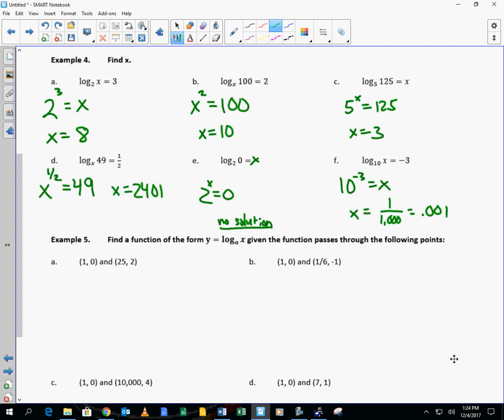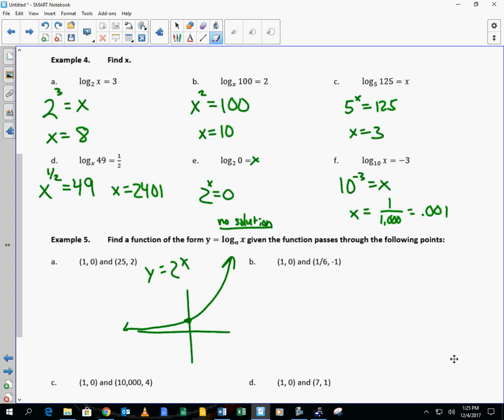Do you know how we know that that's true? What does the graph of y equals 2 to the x look like? We did this on Friday. What point does it pass through? 0, 1. And you said it approaches 0 but never touches, right? So you can't get 0 out. No solution. And the last one you could write is 1 over 1,000 or 0.001.